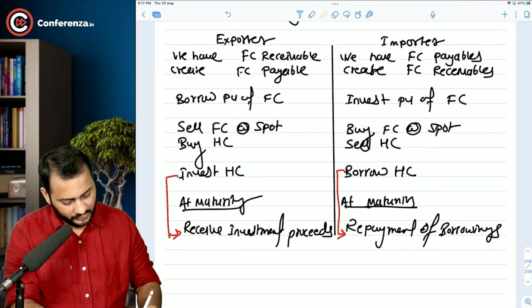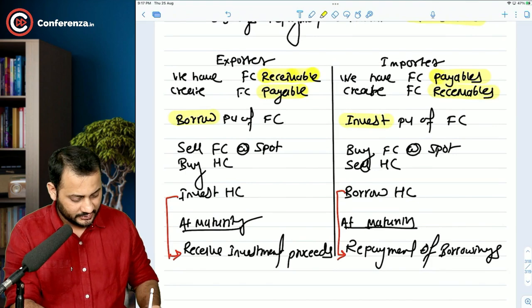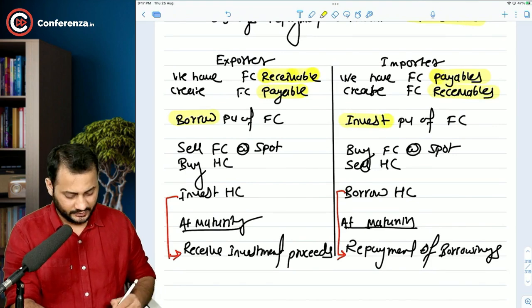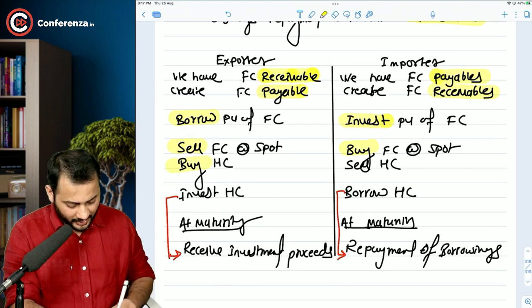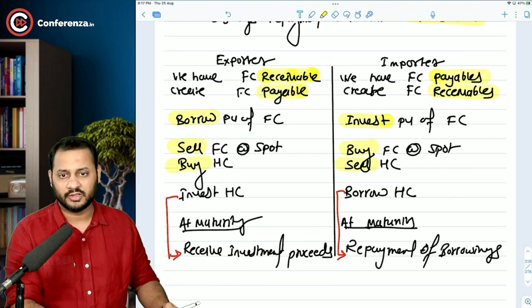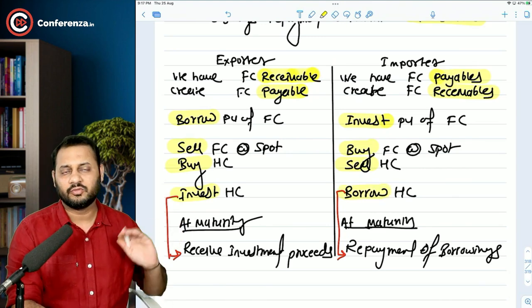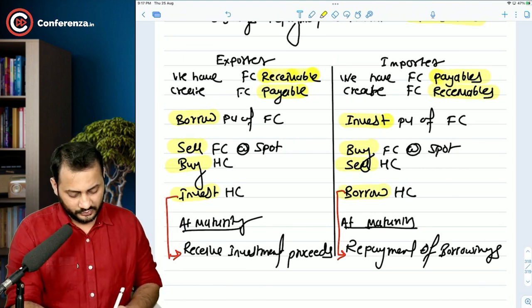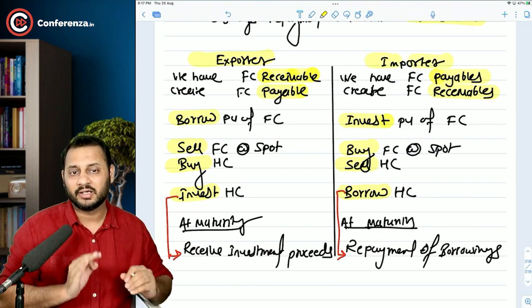See, what are the points? We have receivable, payable, receivable. We have borrow in this case. In this case, we have invest in the foreign currency. We are selling foreign currency. Here we are buying foreign currency. We are buying home currency. Here we are selling home currency. We are investing home currency. We are borrowing. Exact opposite of both. So this is the case of exporter and this is the case of importer in case of money market hedge.